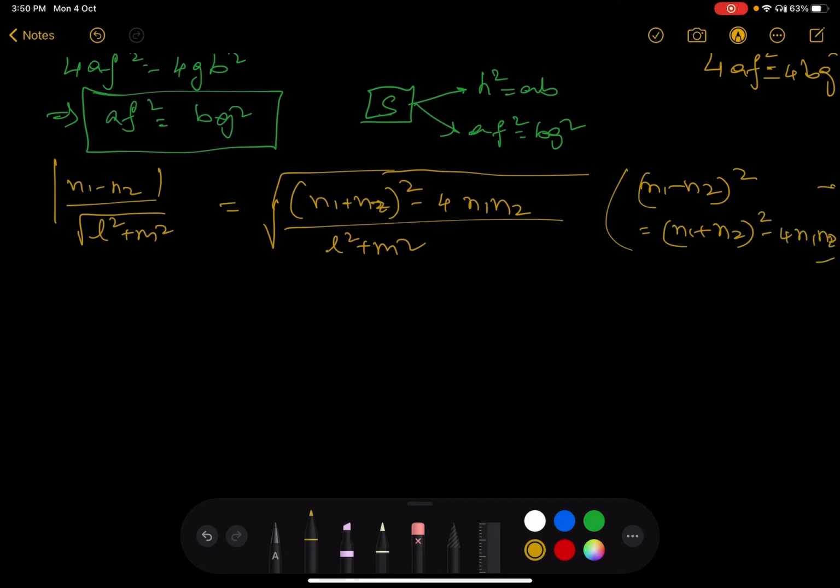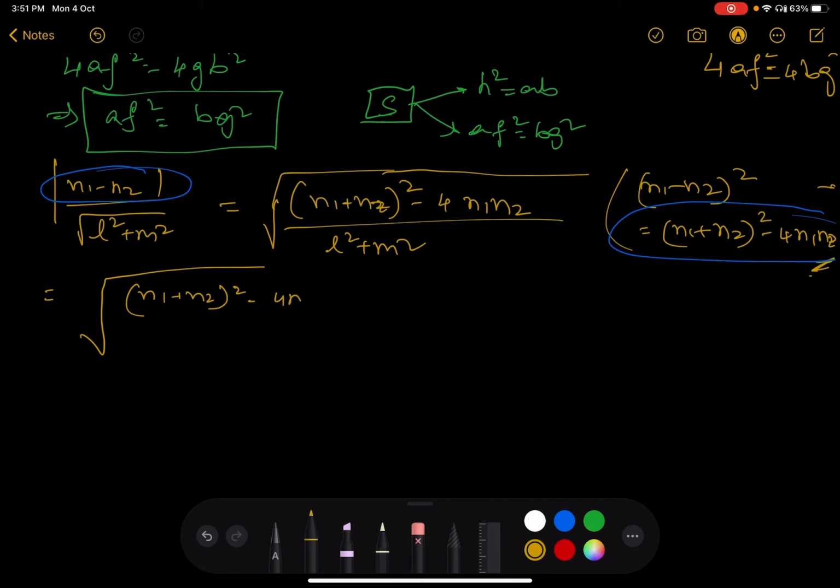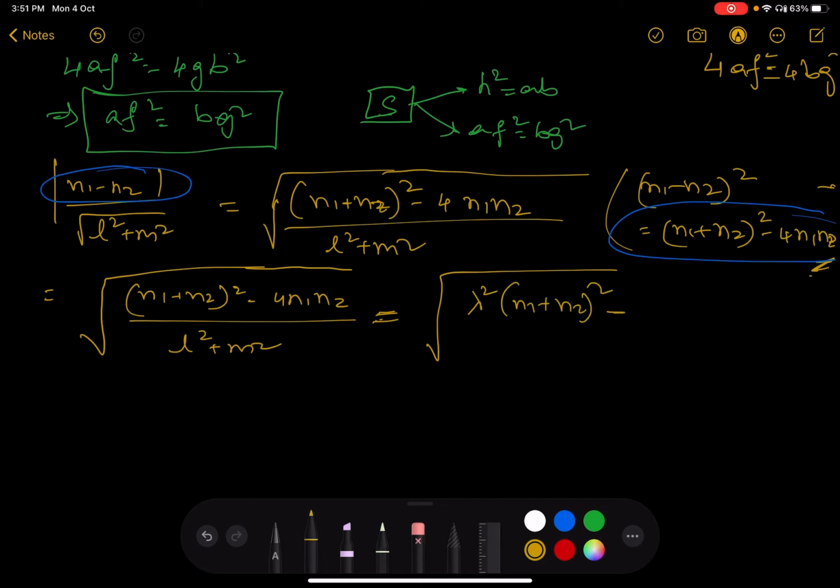So we know that (a minus b) whole square is equal to a square plus b square minus 2ab, and that can be written as (a plus b) whole square minus 4ab. Similarly, n1 minus n2 in our given term, this is written as (n1 plus n2) whole square minus 4 n1 n2. So that will be under root of (n1 plus n2) whole square minus 4 n1 n2 divided by l square plus m square. Now let us multiply both the numerator and denominator with lambda square. So lambda square into (n1 plus n2) whole square minus 4 lambda square into n1 into n2 divided by lambda square into (l square plus m square).